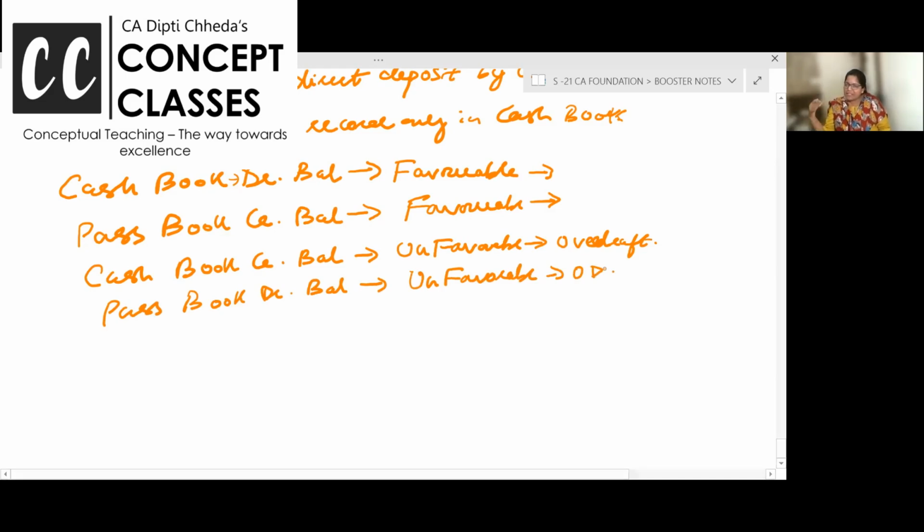पासबुक डेबिट बैलेंस है तो अनफेवरेबल है, कैश बुक क्रेडिट बैलेंस है तो दिस लाइक नो नीड टू वेरिफाई दिस, यू अंडरस्टैंड? कैश बुक डेबिट बैलेंस मींस पासबुक क्रेडिट बोथ आर फेवरेबल. कैश बुक क्रेडिट बैलेंस ओवरड्राफ्ट, passbook debit balance unfavorable. So if you are clear from where you are starting, you don't have to mug up ki this will always be added and this will be.